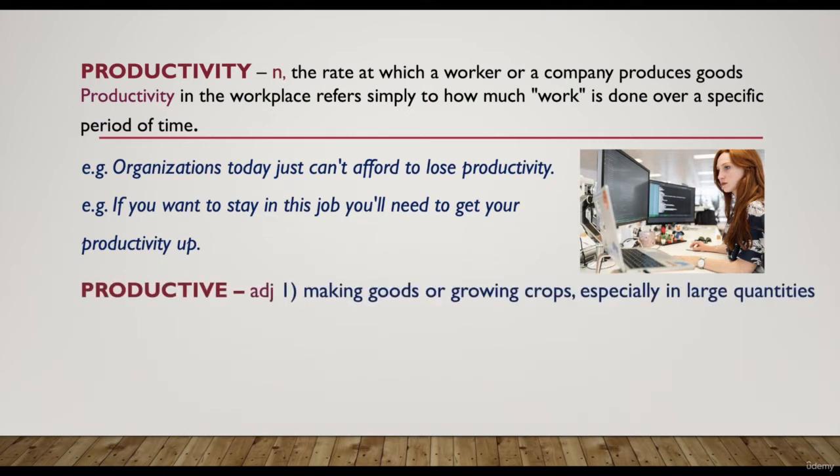The adjective form is productive. Productive has 2 meanings, one of them being making goods or growing crops, especially in large quantities. For instance, highly productive farming land. So if farming land is highly productive, it means it produces lots of crops. People can grow lots of different vegetables or fruit on that farming land. Productive workers can produce lots of goods and services over a specific period of time.